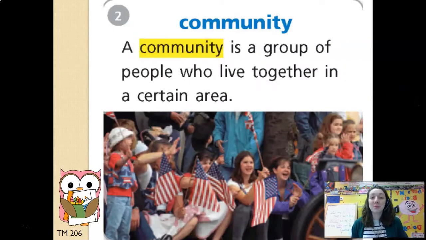The next word is community. A community is a group of people who live together in a certain area. So for community, we're going to say the people around you. Ready? Community. The people around you. Though the sentence does say that a community is a group of people who live together, you can also have a community of people, like our school is a community, our class is a community. So community is the people who are around you. So culture, traditions shared by a people, community, people who are around you.